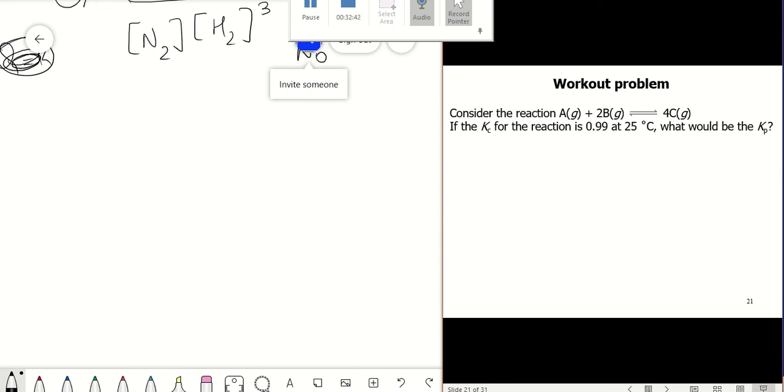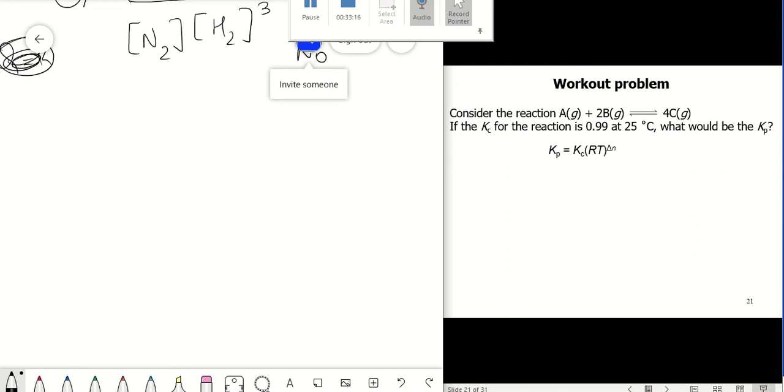So consider this reaction. A plus 2B is changing to 4C. If Kc for the reaction is 0.99 at 25 degrees Celsius, what would be Kp? So what's given to us is Kc, temperature is given to us, and the question is asking us what is the value of Kp. Do we know a relationship that relates Kp and Kc? Yes, we know that Kp equals Kc (RT) to the power N.